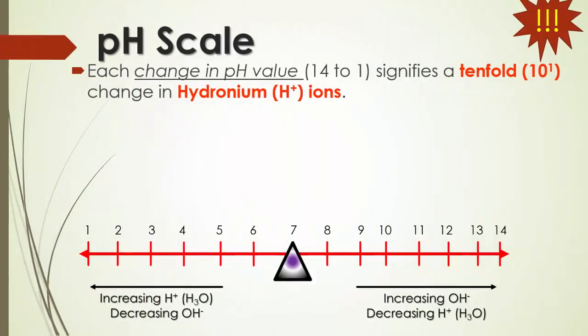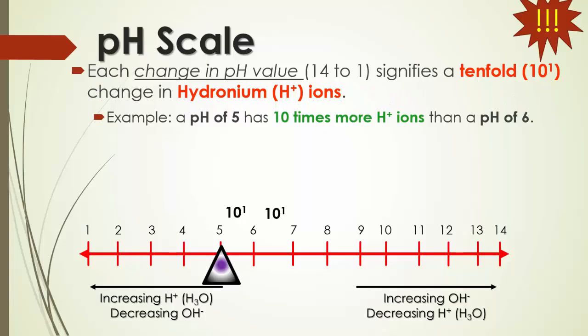Each change in pH value signifies a 10-fold change in hydronium ions. And that's only going from 14 down to 1. Right. So every time you decrease it, it's going to be a 10-factor increase in hydronium ion. So going from 7 to 6, like we just did, it increases the hydronium ion by 10. Now we increased it another 10. So that's 100 now.